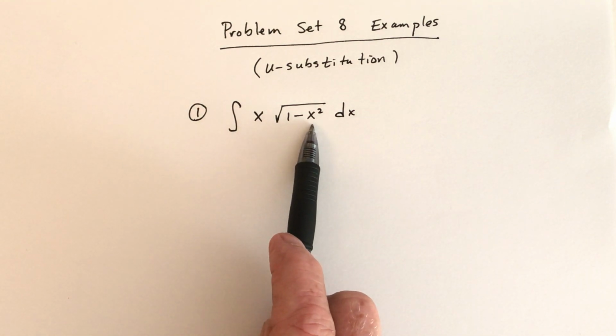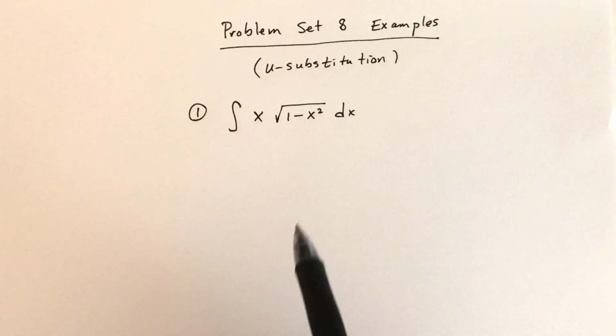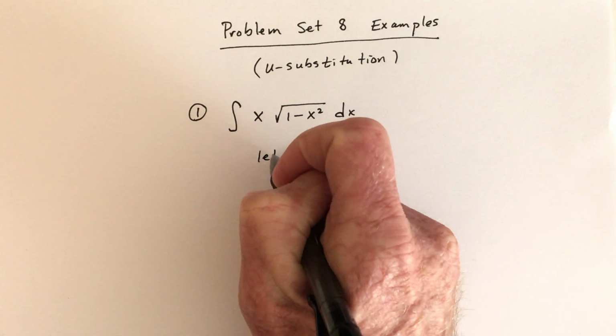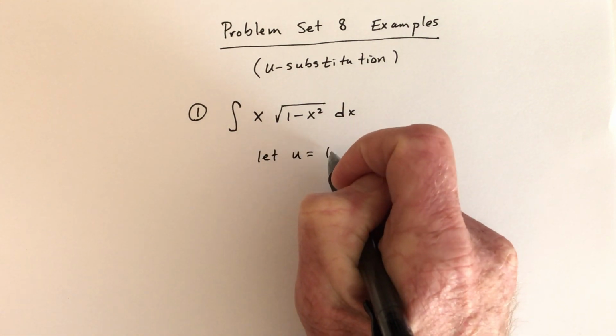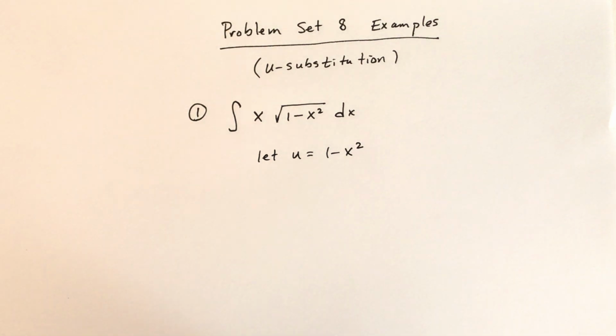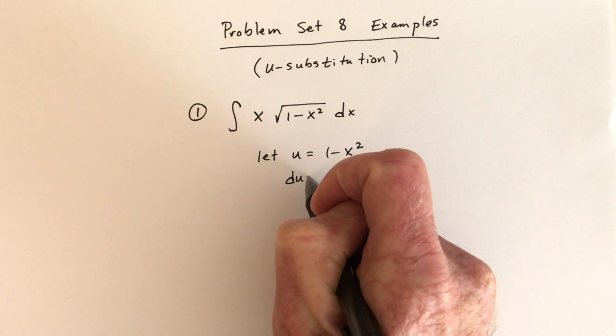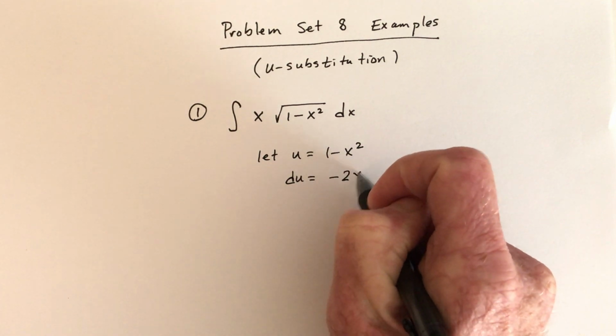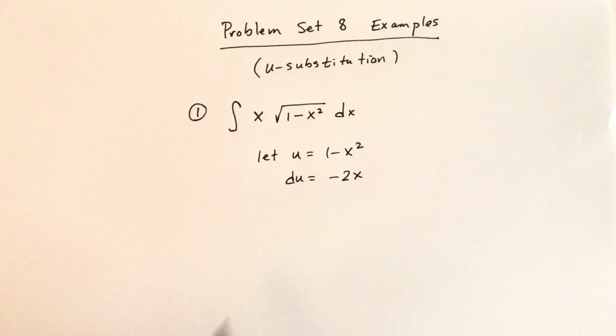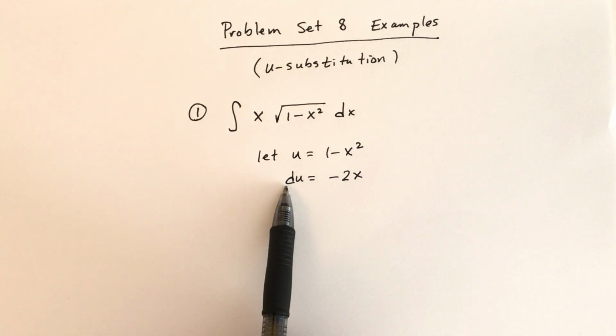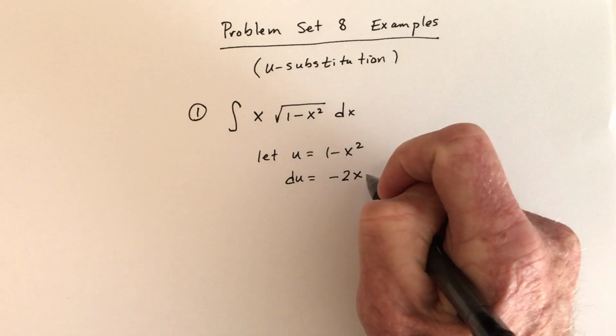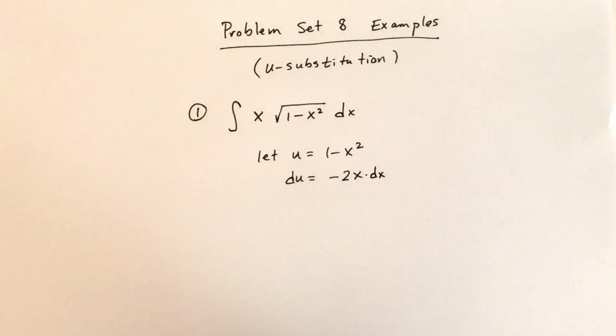So in general, you try letting U equal the inner function. So that's going to be the 1 minus x squared. So let the U be the 1 minus x squared, and then take the derivative of that. So the derivative is going to be negative 2x. Now over here, technically I should put du over dx and then multiply both sides to transfer the dx over here. But to save a little bit of time, I just do that as one step.